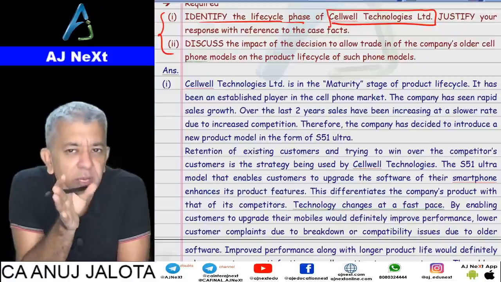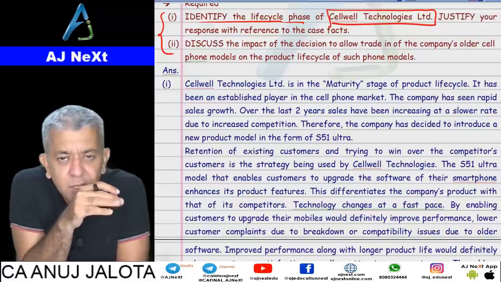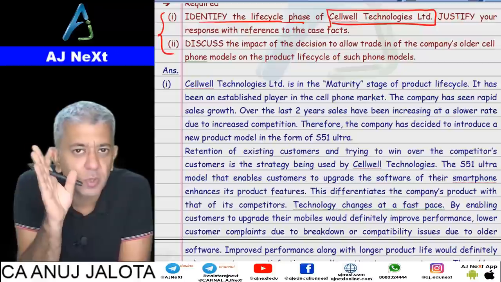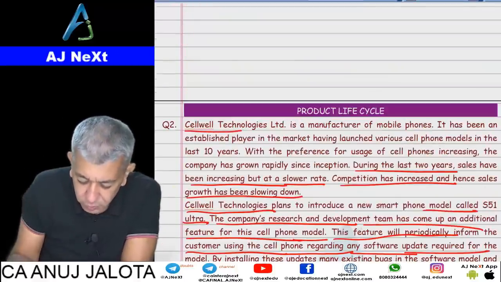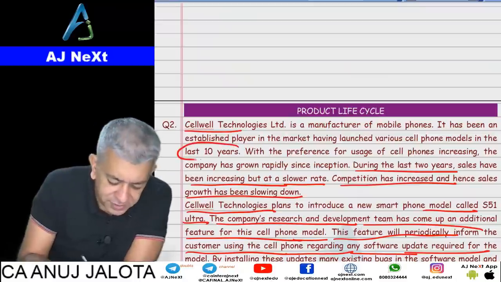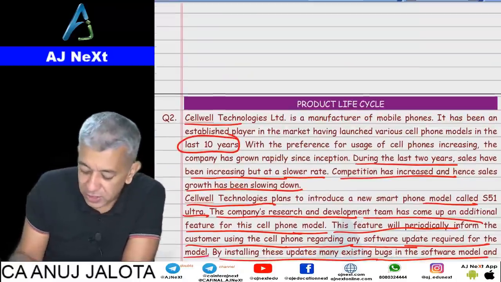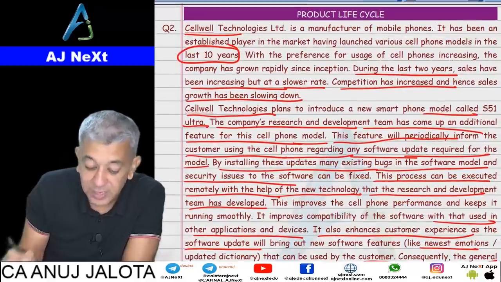मेरे को जरा बोलो, ये कंपनी क्या अभी-अभी स्टार्ट हुई है? नहीं, इफ यू रीड द फर्स्ट पैराग्राफ, आई थिंक उसको 10 ईयर्स वगैरह तो हो ही गया है. इट इज रिटन राइट इन द बिगिनिंग ओनली ऑफ द क्वेश्चन. ओके, सो ऑब्वियसली इट इज नॉट इन द इंट्रोडक्शन स्टेज, एंड आई थिंक नाउ द कॉम्पिटिशन इज वेरी हाई.